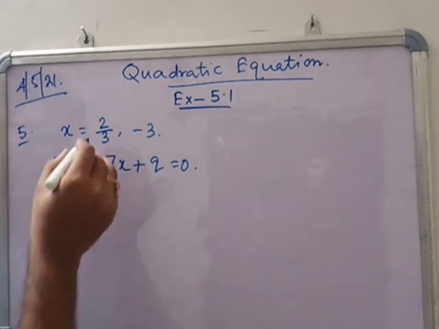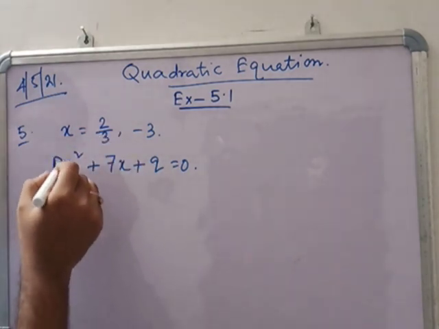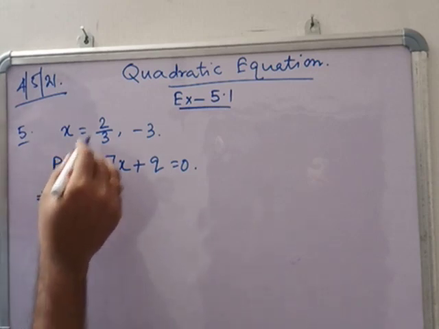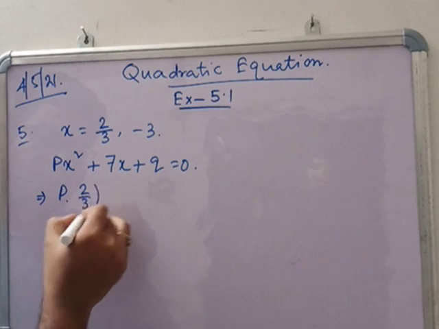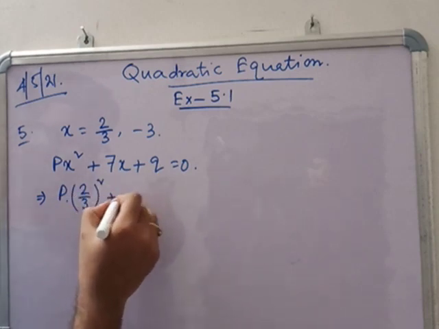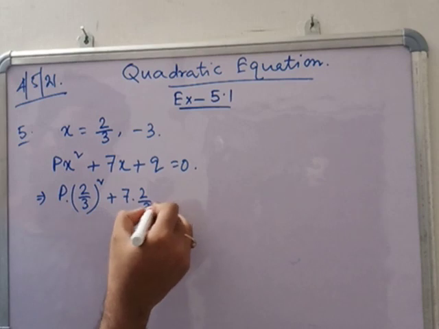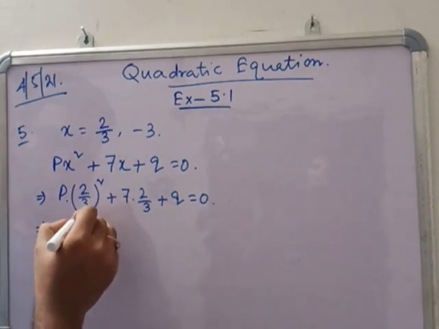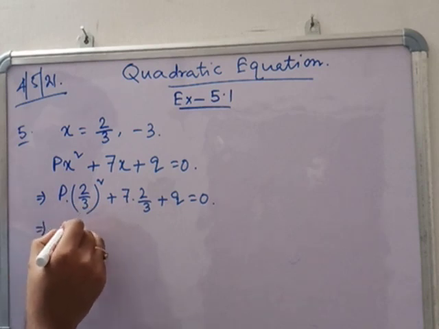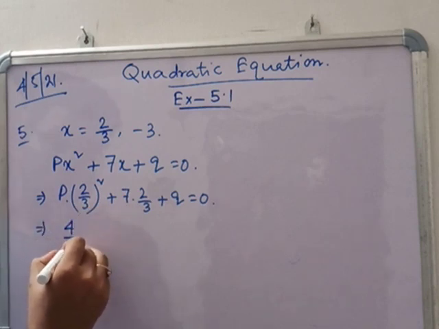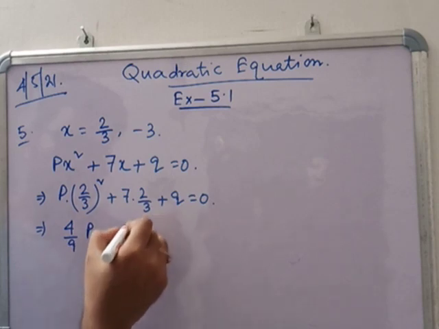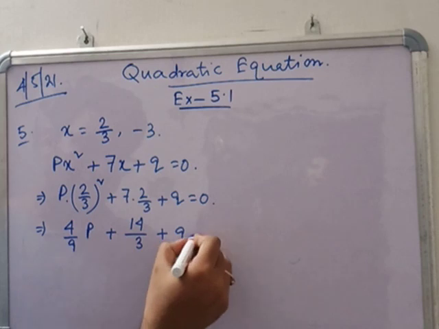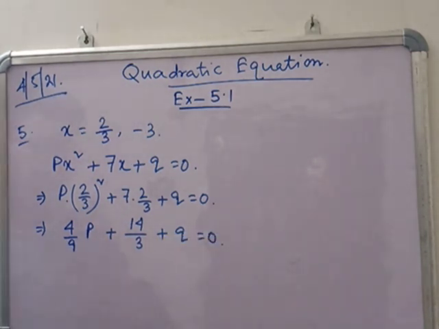So put x equals 2 by 3. If we put x equals 2 by 3, then we get p into 2 by 3 whole square plus 7 into 2 by 3 plus q equals 0. So that means 4 by 9p plus 14 by 3 plus q equals 0. Okay.